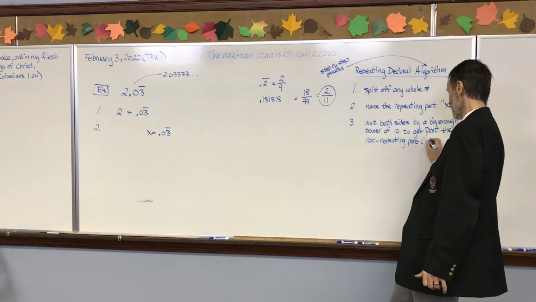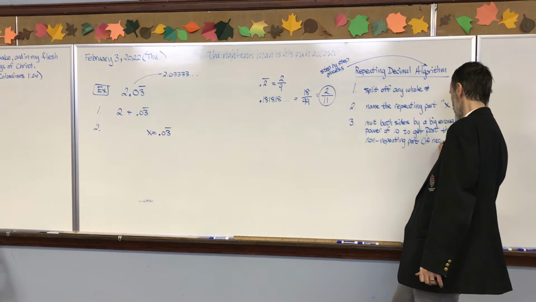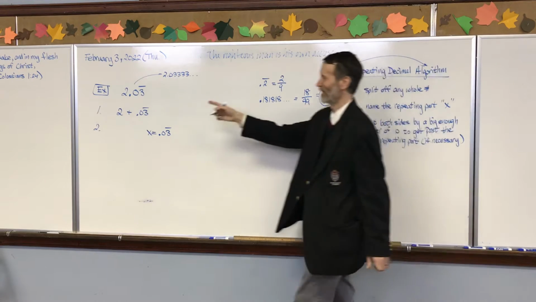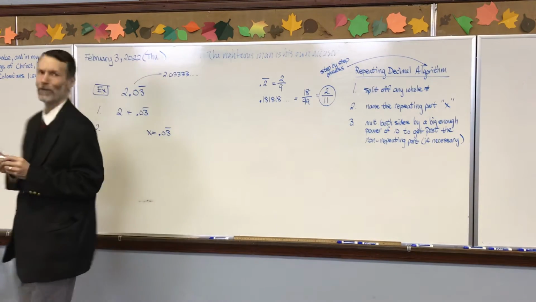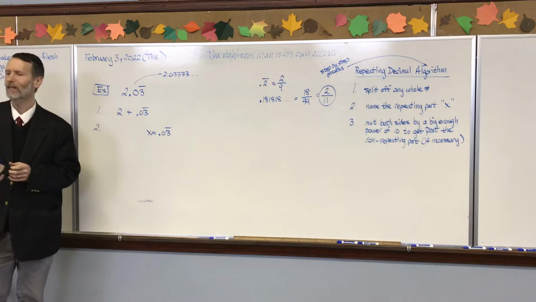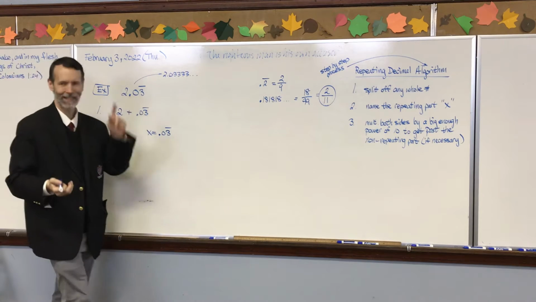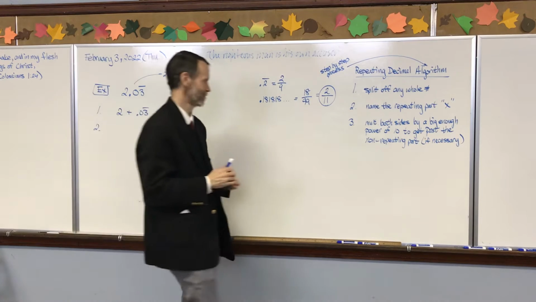Now put in parentheses, if necessary. Sometimes there isn't any extra thing, like a 0 that's not repeating. If you were just plain old 2.3 repeating, you could just skip step 3. This is to get past the dead weight there, so to speak.